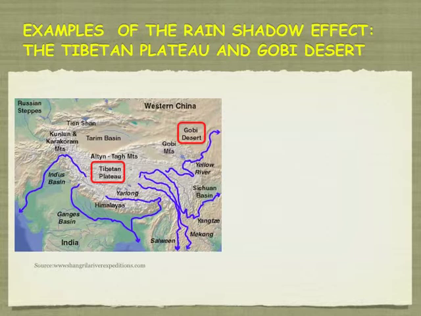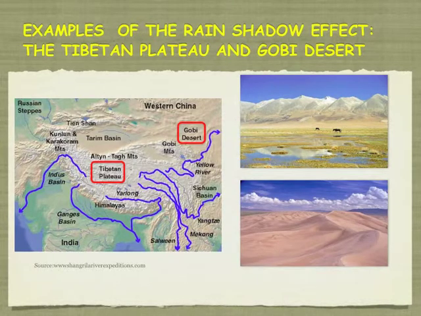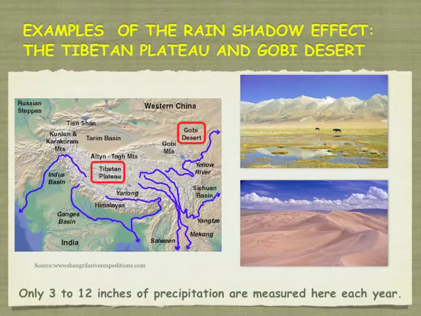Precipitation is very heavy on the windward side of the Himalaya Mountains, but very little moisture makes it past the mountain range. The leeward side is very dry, and it is here that the Tibetan Plateau and Gobi Desert are found. Many consider the Tibetan Plateau to be one of the best examples of the rain shadow effect in the entire world. Only 3 to 12 inches of precipitation are measured there each year.